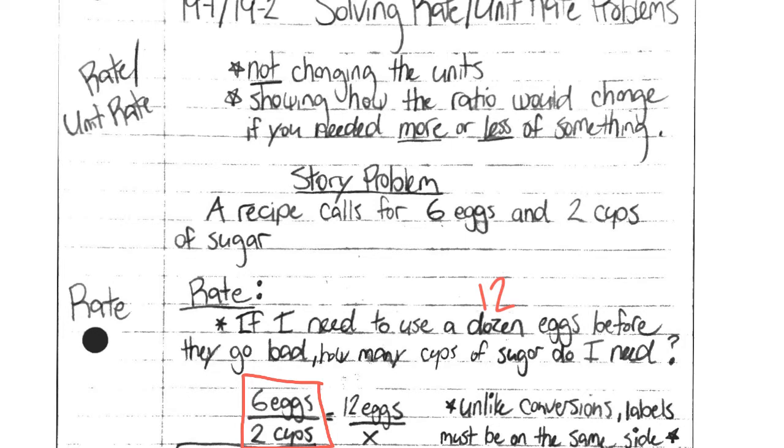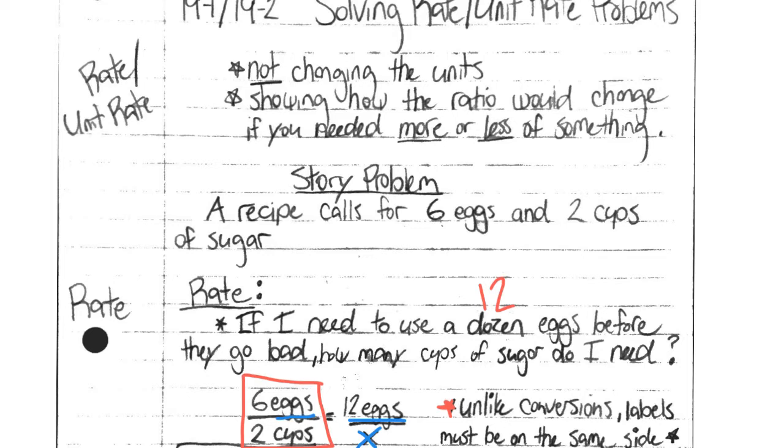Now, notice over here I made a little note, and I said, unlike conversions, the labels must be on the same side. So my eggs were on the top in the first one, so my eggs still need to be on top. And it doesn't matter if they're on top or bottom, as long as they're both on the top or both on the bottom. So now I put 12 eggs, and I don't know how many cups I'm going to need right here, so that's why I put X.